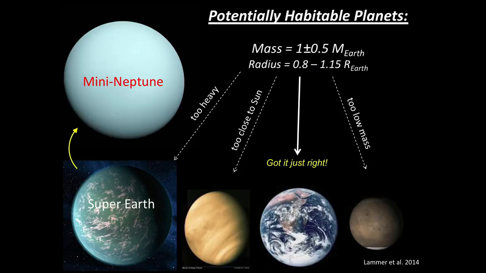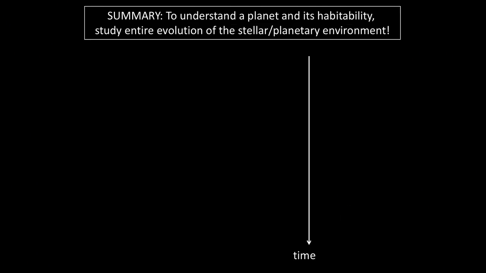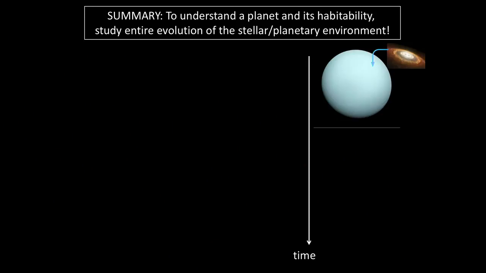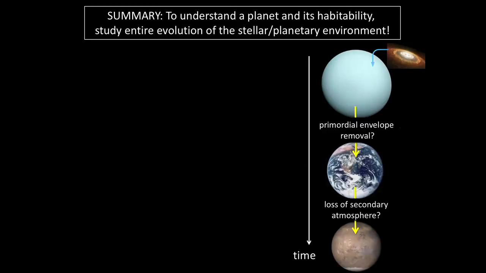In summary, to give you the context why I discussed rotation and now end up with atmospheres and habitability, we want this. We form in a disk, we form an envelope around the growing core. We want to remove this, we want to get to a real planet with a secondary atmosphere, but we don't want to lose the secondary atmosphere. You want to go back to Mars. Mars is just okay, maybe, but it's a very thin atmosphere.